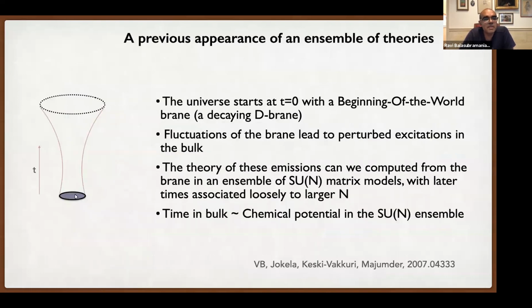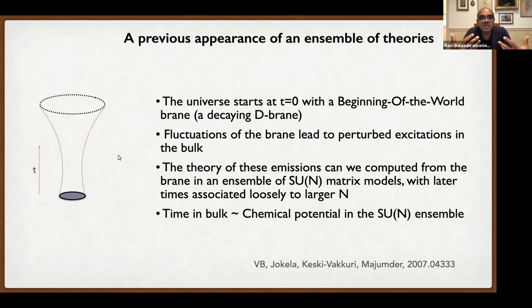So consider a universe that starts off at t equals 0 with a beginning of the world brane. This can be a decaying D brane. I'm explicitly thinking here of Ashoke Sen's constructions of decaying D branes, almost 20 years ago now. In these settings, you can imagine an S brane, as it's called, at the beginning of time, and the S brane decays away and eventually produces some closed string space-time. And you can show very explicitly that if you add fluctuations to this initial brane by putting operators on it, that leads to perturbed excitations in the bulk, and you can compute emission rates and everything else.